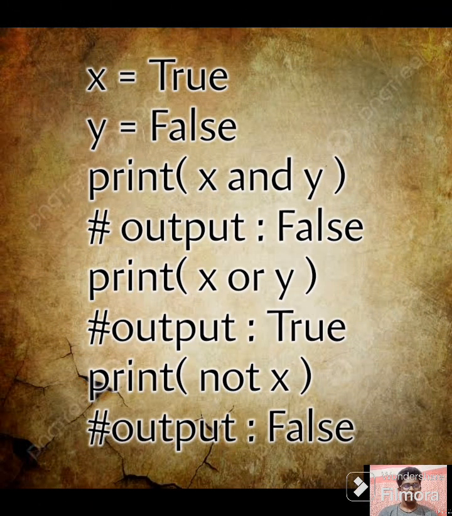x is equal to True, y is equal to False. Print x and y. The output will be False because x is equal to True and y is equal to False. If one of them is False, then the output will be False in the and operator. Now print x or y. x is True and y is False. x or y. If one of them is True, then output will be True. Print not x. x is True. Not x means opposite of True, which is False.